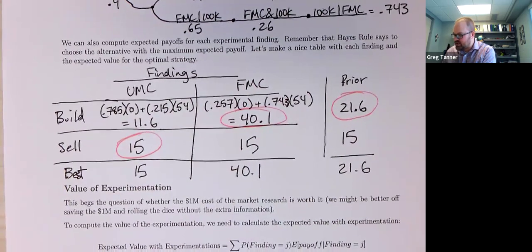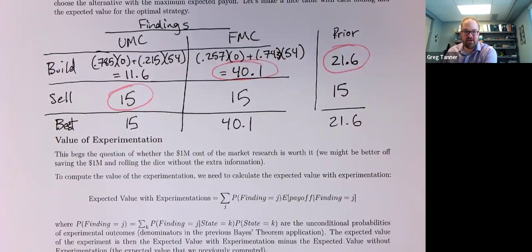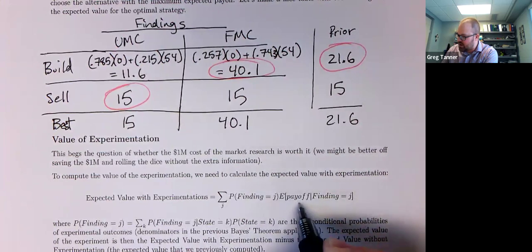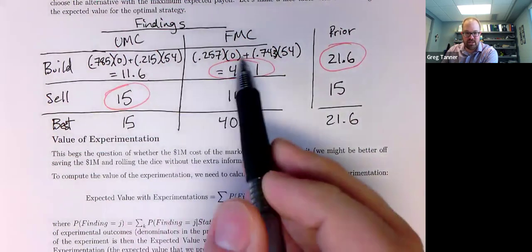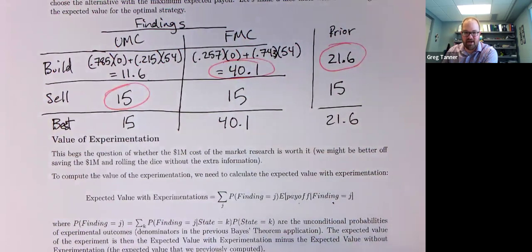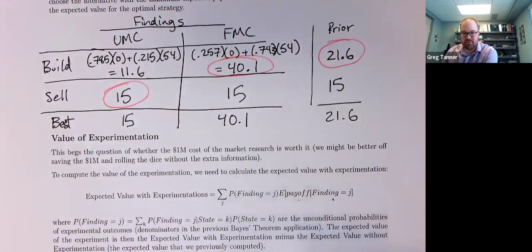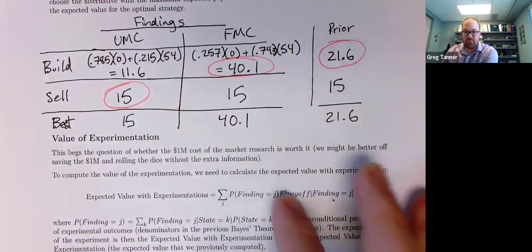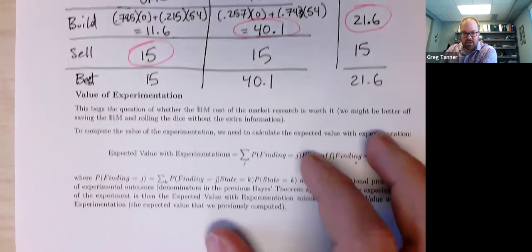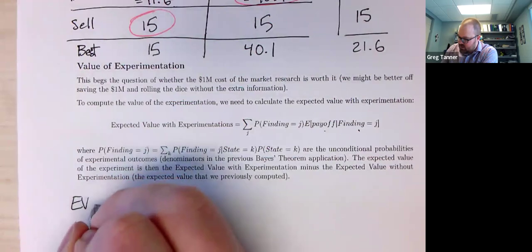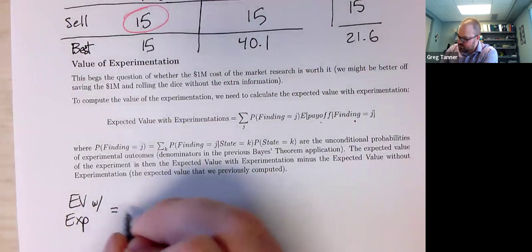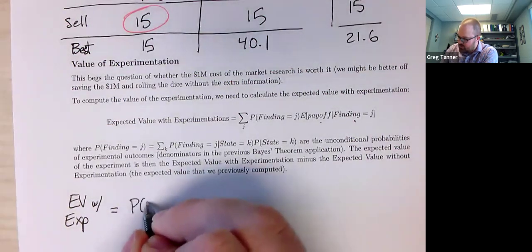Okay, the last computation to do here is to compute an expected value with experimentation. Here we take the expected value of our payoff given a finding, and so those are actually these two values. Sort of the best, we're always going to choose the alternative with the best payoff, and then multiply by the probability of the finding. And so the probability of finding are going to be these unconditional probabilities that we had before.